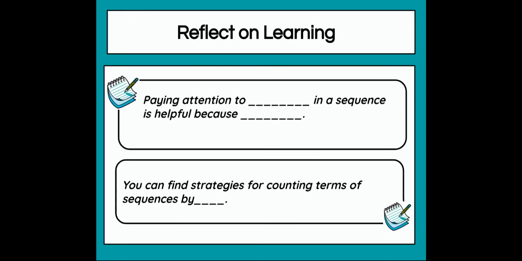Finally, our reflection on learning. I'm going to go ahead with prompt 2 again. You can find strategies for counting terms of sequences by doing what? What did you do in this activity as a strategy?